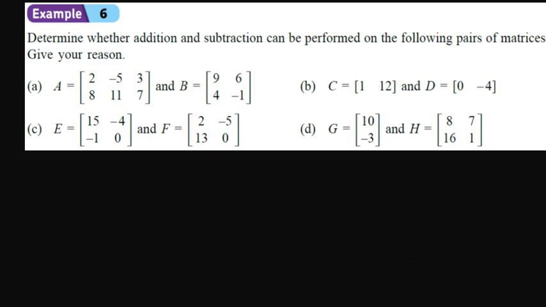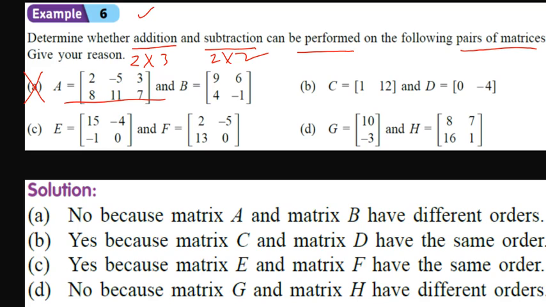Okay, we look at example 6. Determine whether addition and subtraction can be performed on the following pairs of matrices. Give your reason. Okay, see this one. This is 2 by 3, the order. This one is 2 by 2. Of course, this one cannot be added or subtracted. So this is the answer.